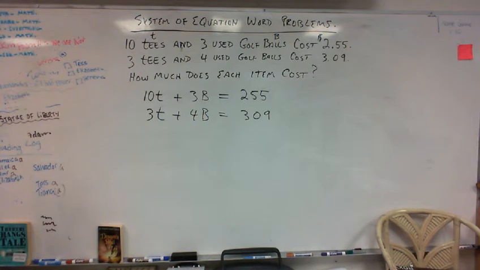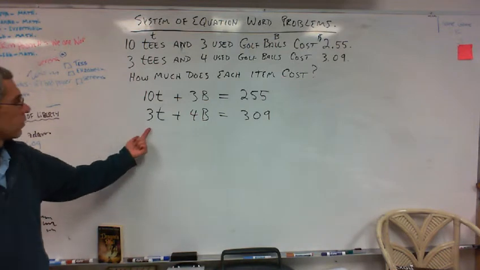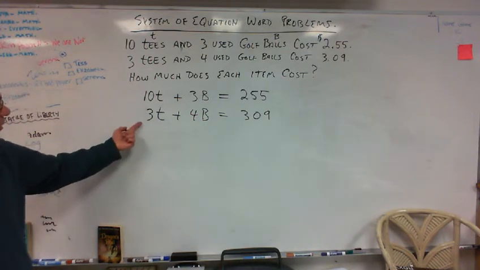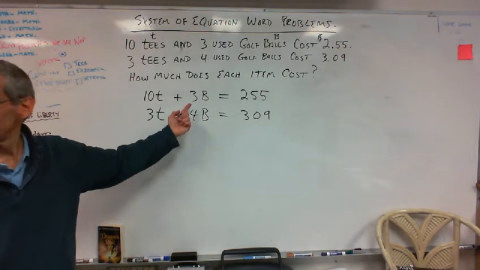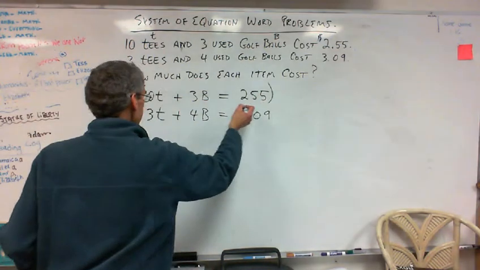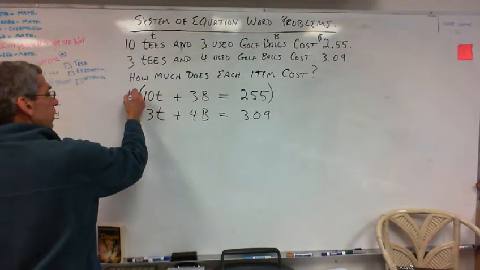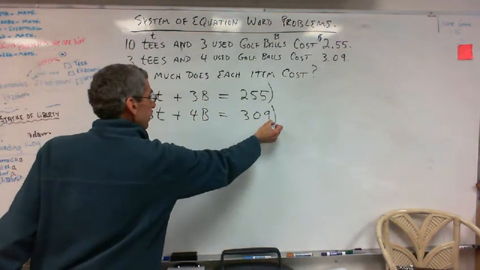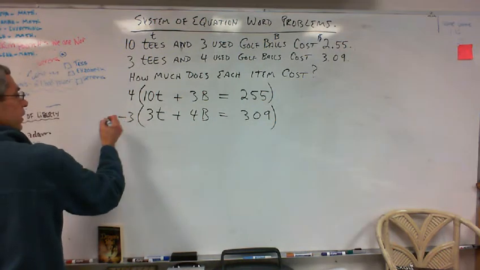Substitution would be really annoying with this one, right? Elimination would be the way to go. So what would I do? I could go with 30, or I could go with 12. I think I would go with 12. So that would mean this one I'm going to multiply times what? 4. And this one I'm going to multiply times what? Negative 3. Okay, that's fine.